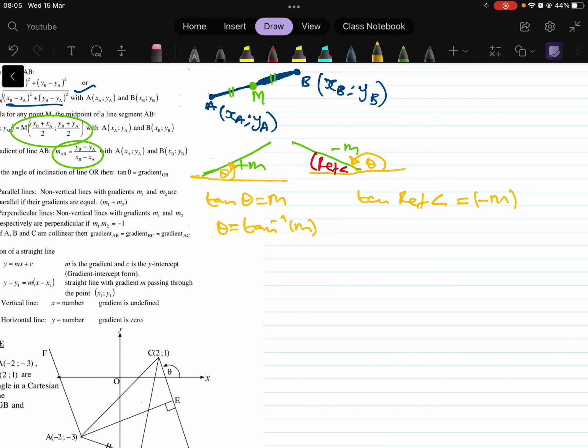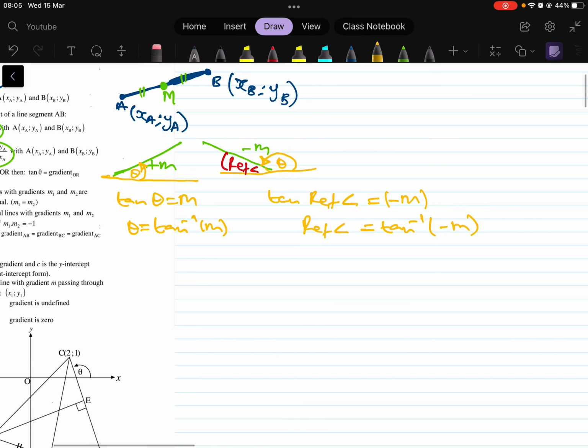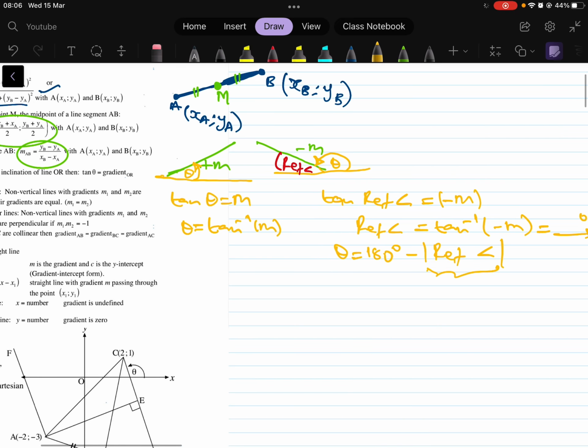So the reference angle, you can get it by arctan of negative m. Now to get the angle of inclination, which is what you'll be trying to get when you're doing all this calculation, it is just theta equals 180 degrees minus the absolute value of the reference angle. So this will give you the angle in degrees. Now you just need to substitute its absolute value here, and then you'll be able to get your answer. I hope that is clear.